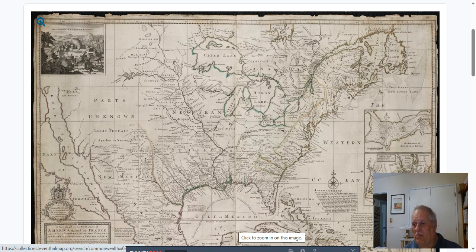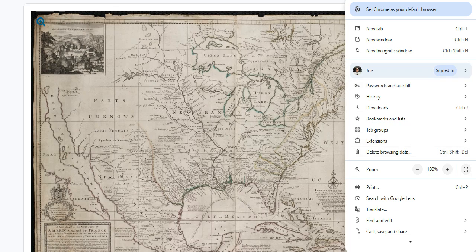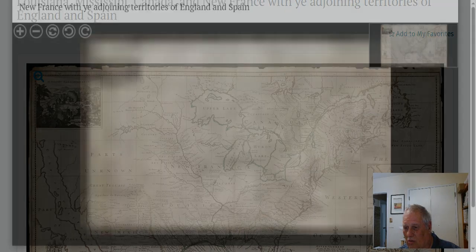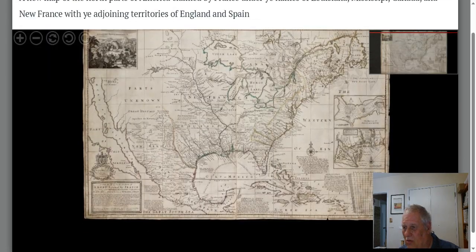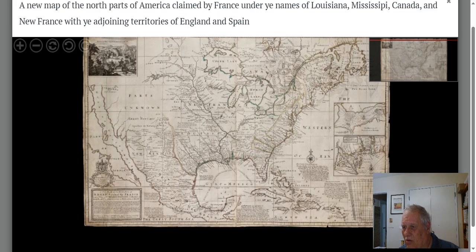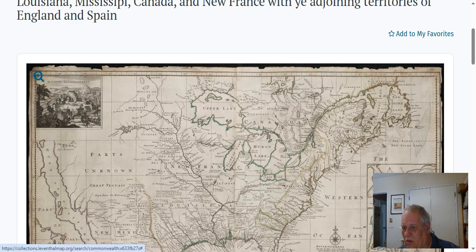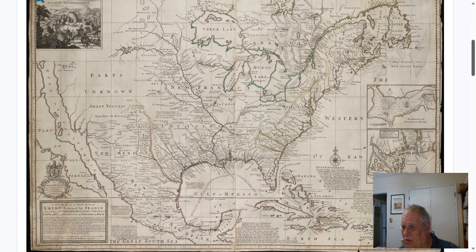So if you look up, you see Maine. You see what says Newfoundland up there? So what we're going to do is zoom in here. Okay, so we're going to zoom in on the map here.